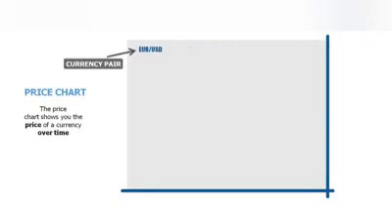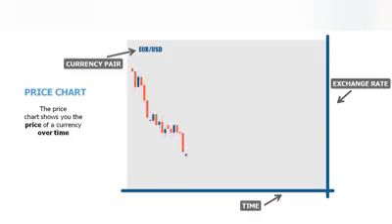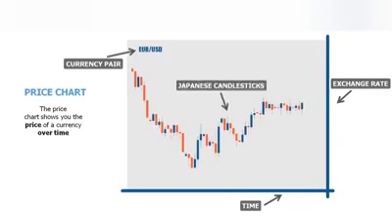If you look at the chart on the right, you can see that the exchange rate is displayed on the right-hand side, and the time is displayed on the bottom. The chart type we use is called a Japanese candlestick chart. It is made up of shapes that look like candlesticks.